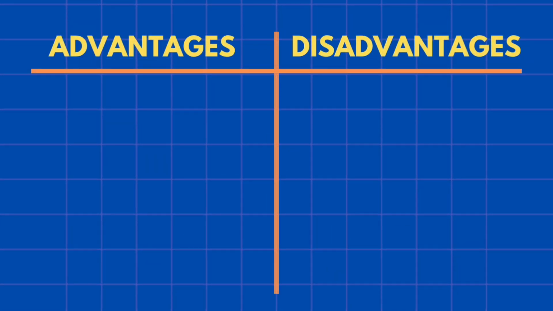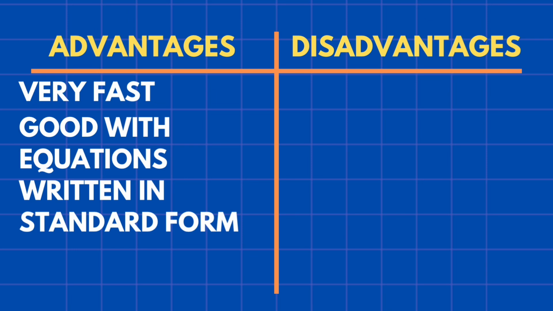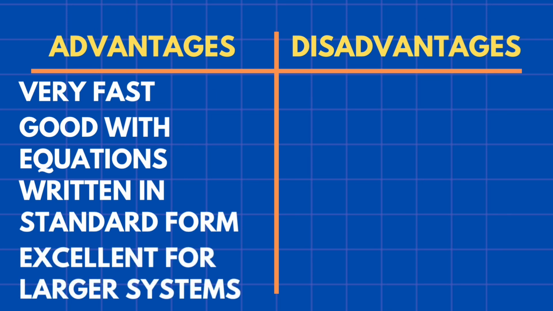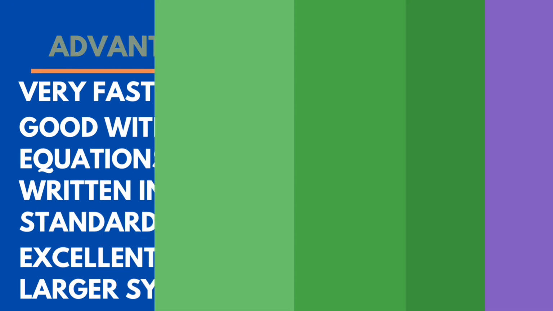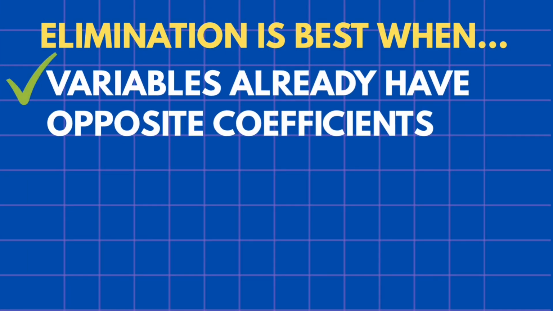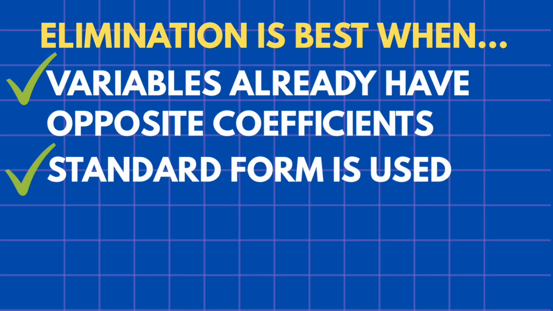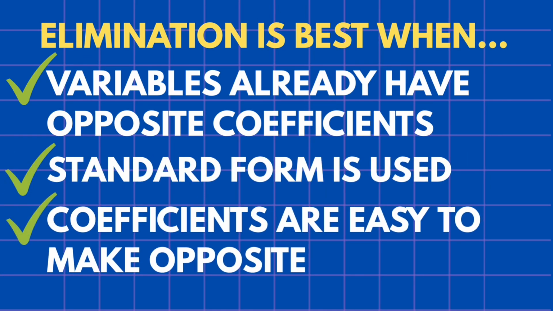What are the advantages? It can be very fast, and it works especially well when equations are written in standard form. It's also excellent for larger systems. What are the disadvantages? Sometimes the coefficients don't match. When that happens, you'll need to multiply one or both equations before eliminating a variable. Elimination is best when variables already have opposite coefficients, standard form is used, or coefficients are easy to make opposites.